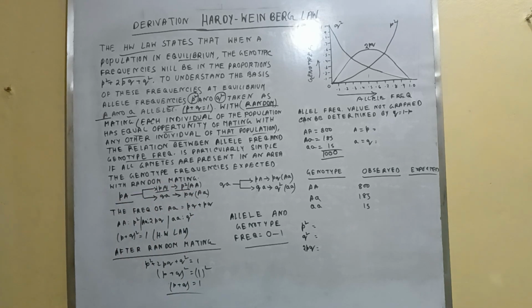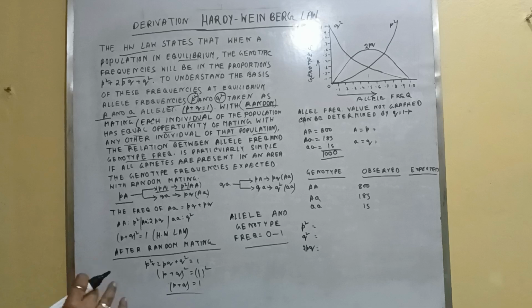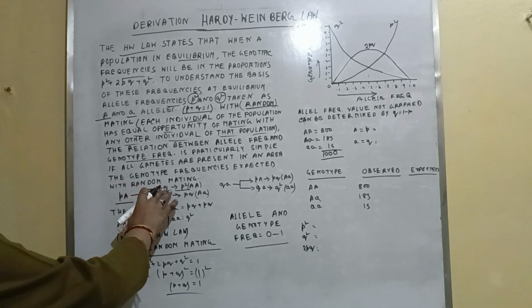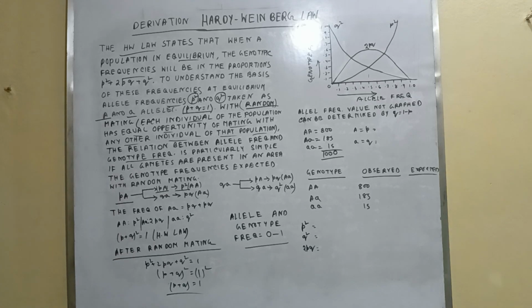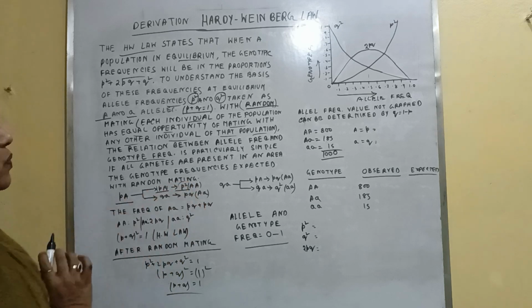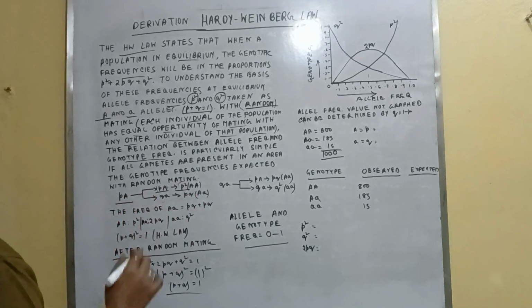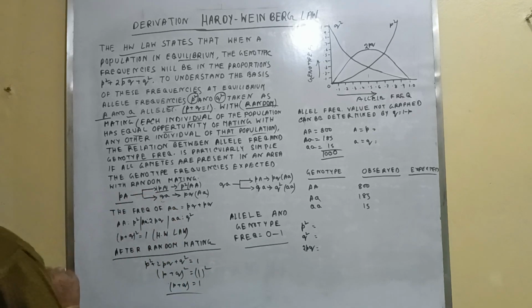Why is this p square? Because when the homozygous condition is there, that means A does not remain only one. A remains with one capital A, that is, one capital A with one capital A. Here the two capital A's are multiplied and form the p square. Clear? And another individual that is formed is small qa.